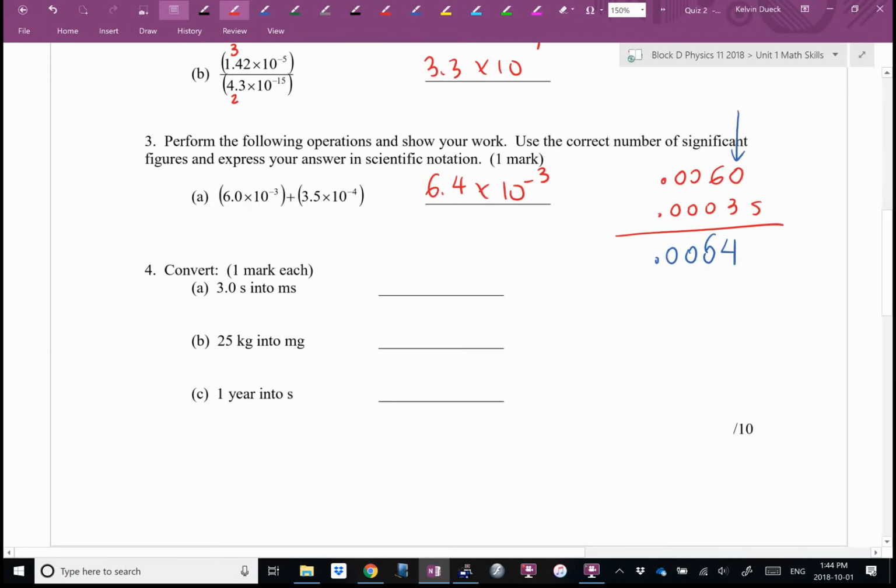Convert, 1 mark each. 3 seconds, I want seconds to cancel. I want milliseconds left behind. Milli is 10 to the negative 3. Where does the 10 to the negative 3 go? Top or, doesn't matter, top or bottom. It always goes where you don't have that small lowercase letter metric prefix. Oh, and since it's on the bottom, what am I going to do with that 10 to the negative 3? Multiply or divide?